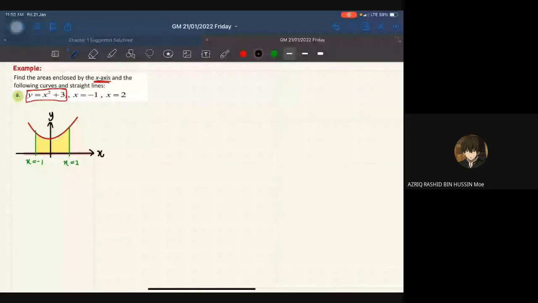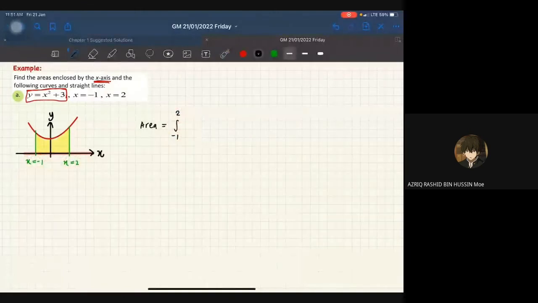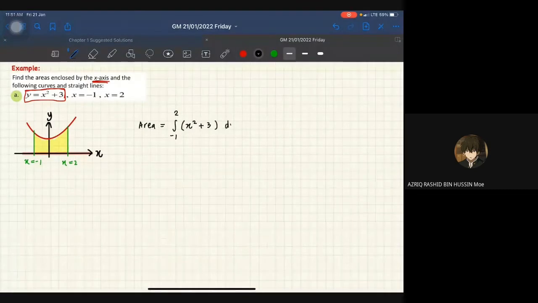Okay, so the way to write it, we write area is equal to the integral. So the lower limit is negative 1 and the upper limit is 2. So we want to find the area from here to here, negative 1 to 2. Okay, and then our function. Since it is toward the x-axis, everything must be in x, so y must be the subject, and our function is x square plus 3, with respect to x, which is dx. Alright, so now just integrate as usual.